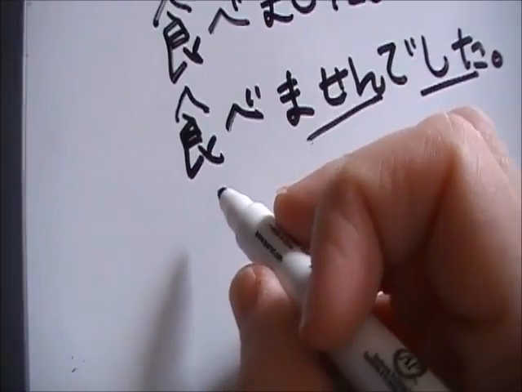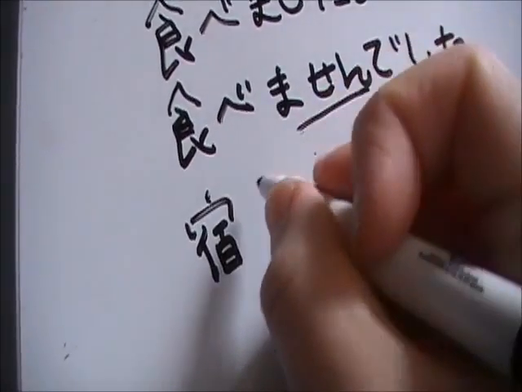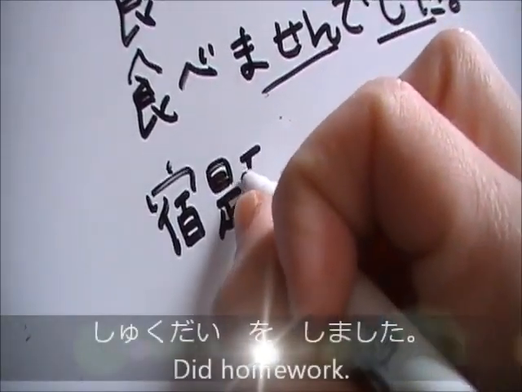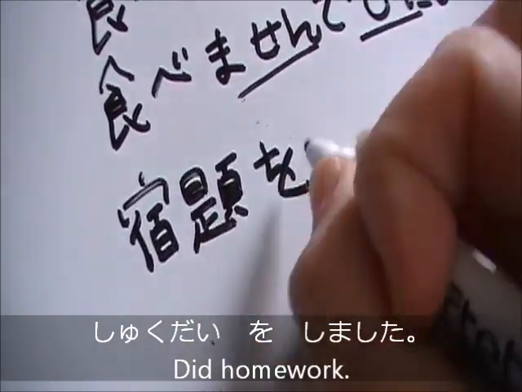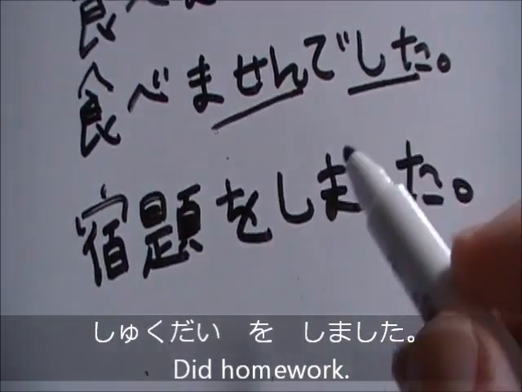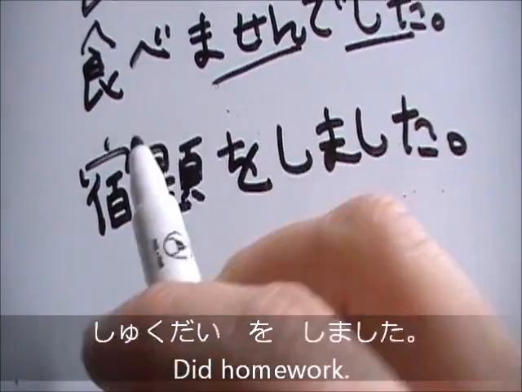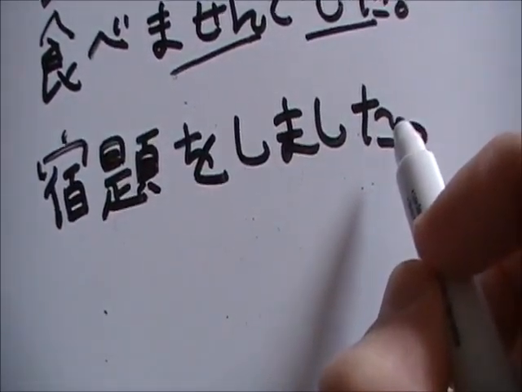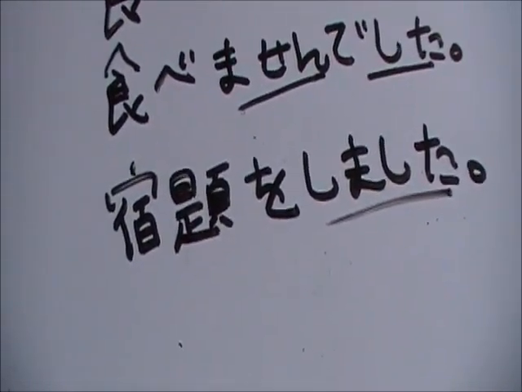Oh, it's hard to write kanji with this marker. Shukudai wo shimashita. So, this one is shukudai wo shimashita. Shukudai is homework, and then shukudai wo suru. Suru becomes shimashita, which means I did my homework. It's in the past. Did my homework. Shukudai wo shimashita.